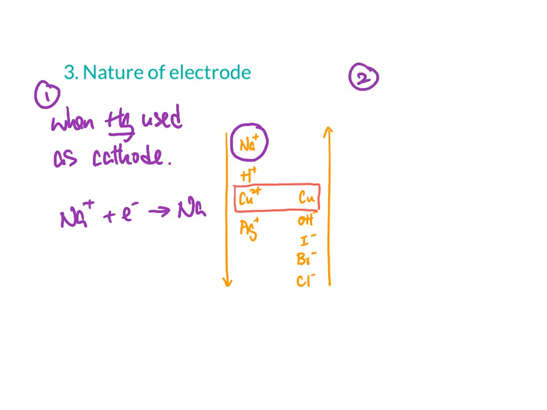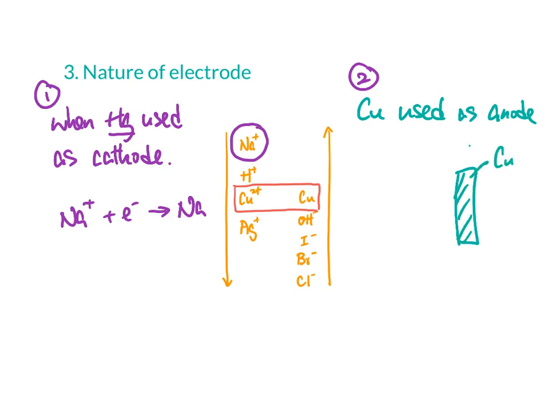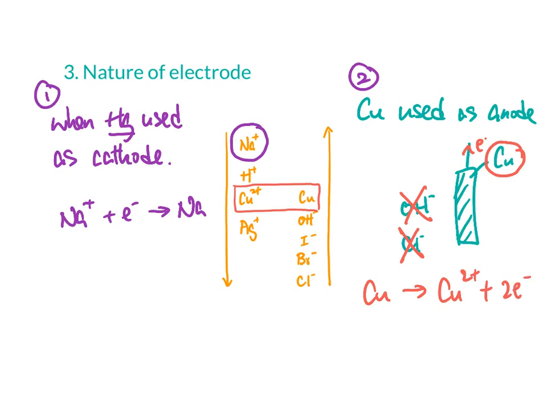The second example will be copper used as anode. In that case, even if you have OH minus and Cl minus around, you'll find that OH minus and Cl minus will not discharge, because the copper itself will be the one losing electrons. So in that case, Cu will lose electrons and become Cu2 plus. Only Cu as anode will have such an effect.